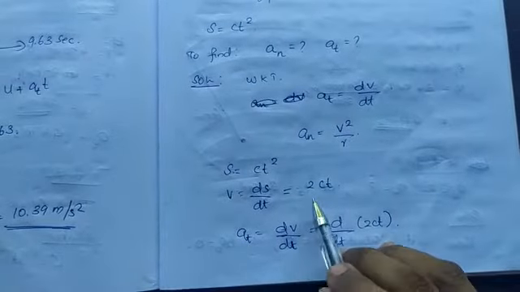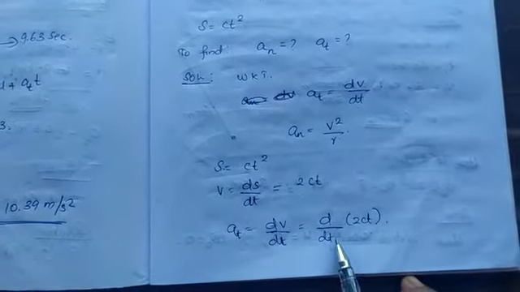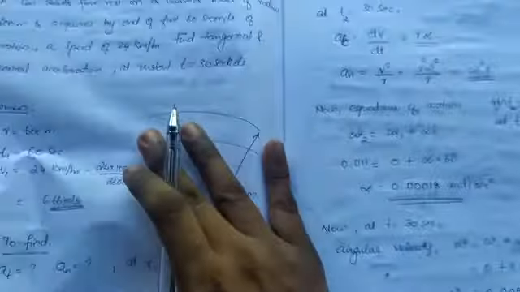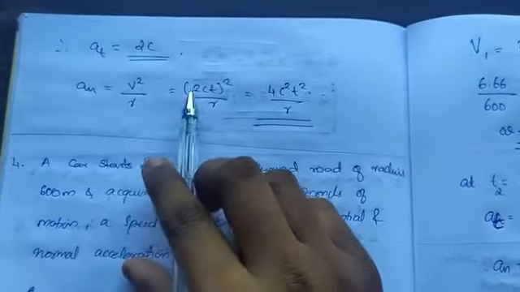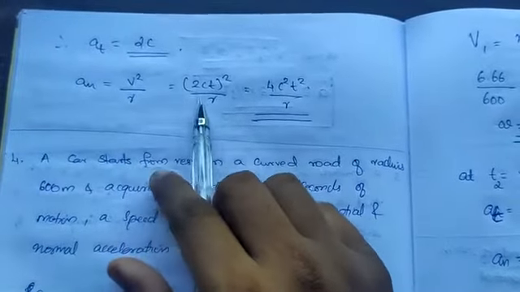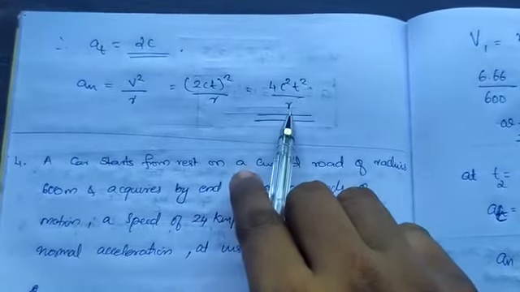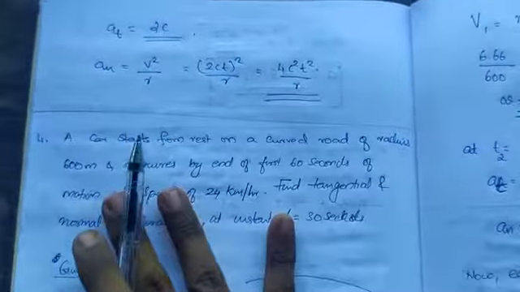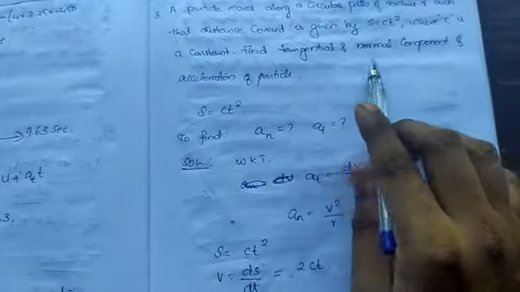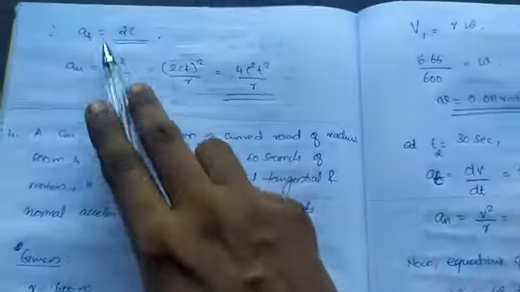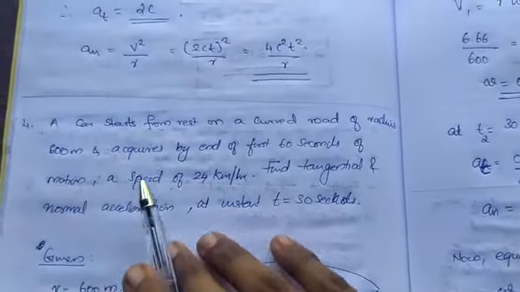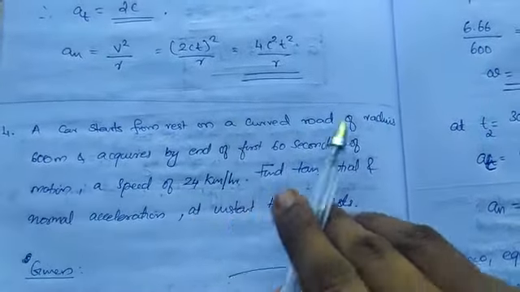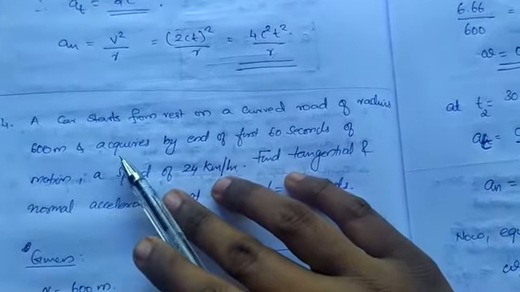aT is dv by dt. Differentiating this again with respect to t, you will get 2c. aN is v squared by r. You have already found v as 2ct, so aN is 4c squared t squared by r. So you found aT and aN. If they are asking for the total acceleration, you square these two components and add them. That's all.